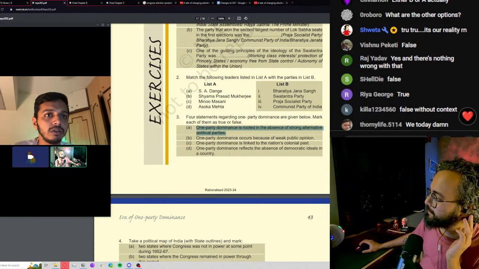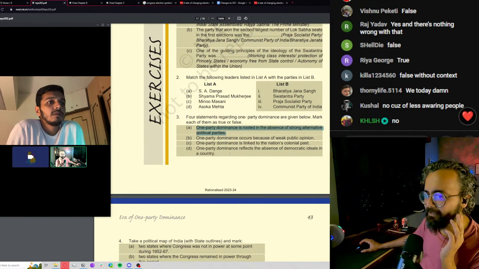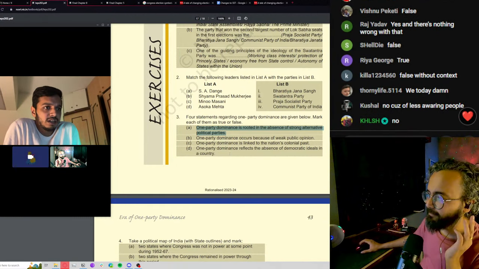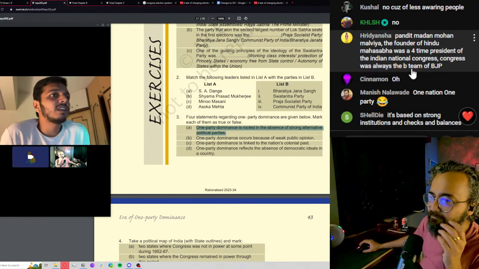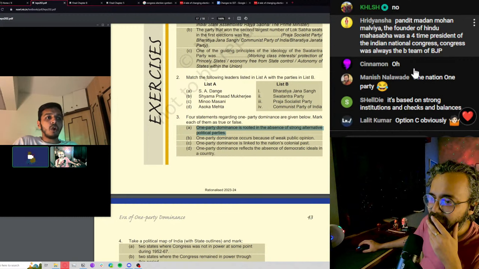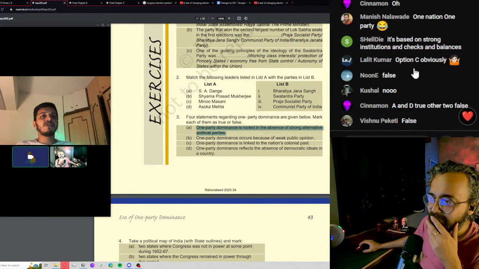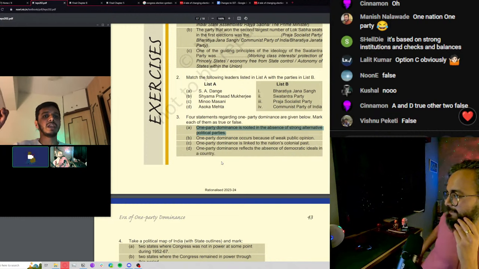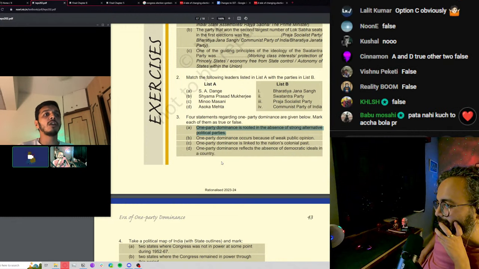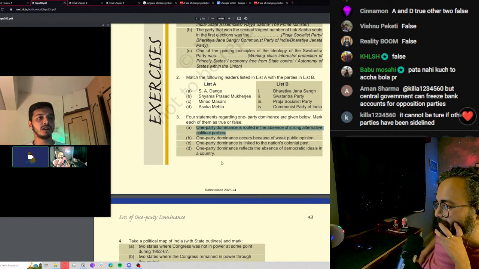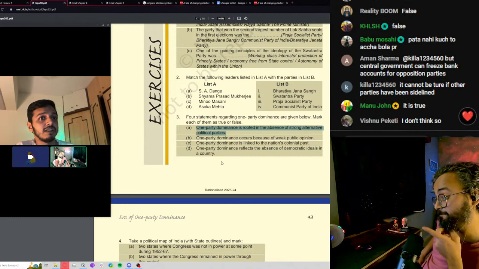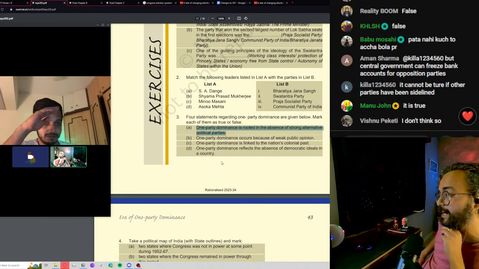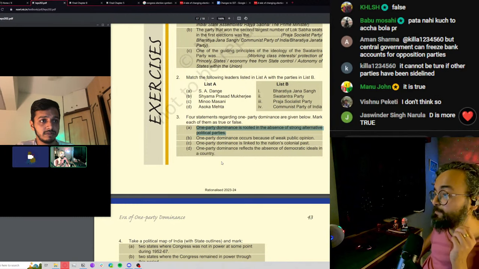One party dominance is rooted in the absence of strong alternative political parties. Yeah, of course. True. Correct. Why don't you think so? The thing is that even if there are strong alternative political parties, if all the arms of the government that are supposed to be non-biased are used to take away power from these alternative political parties, then the absence is manufactured, right? The parties are still there. Smart. So basically, there are strong alternative political parties, but they can't do anything.